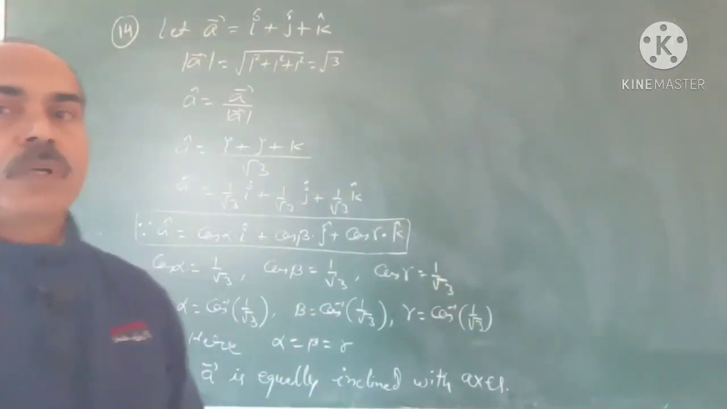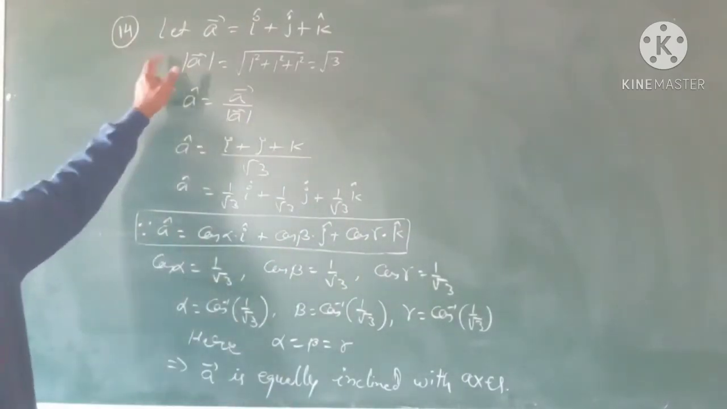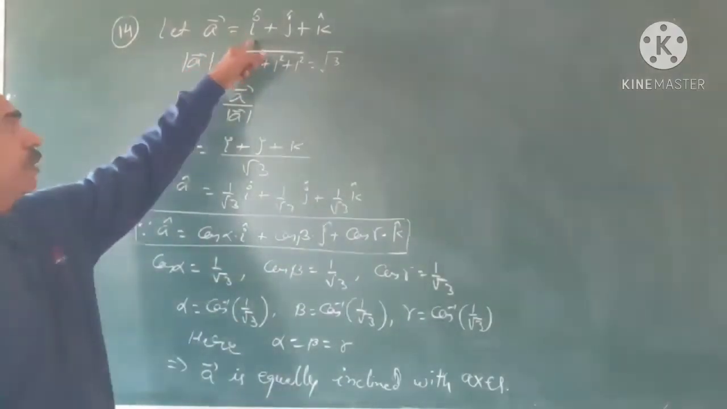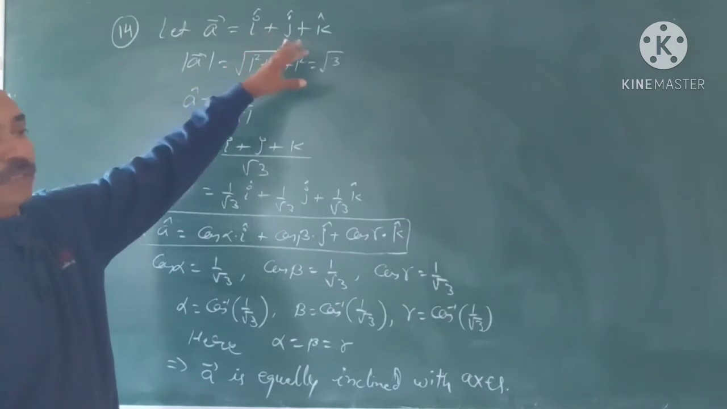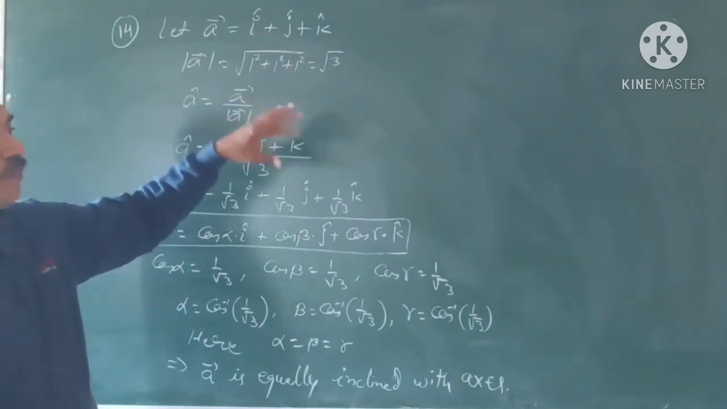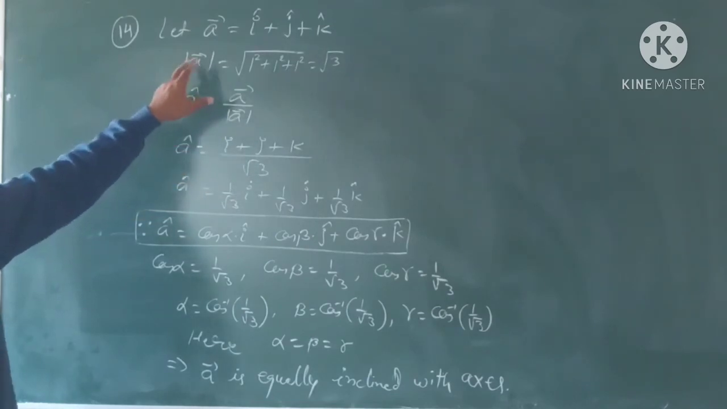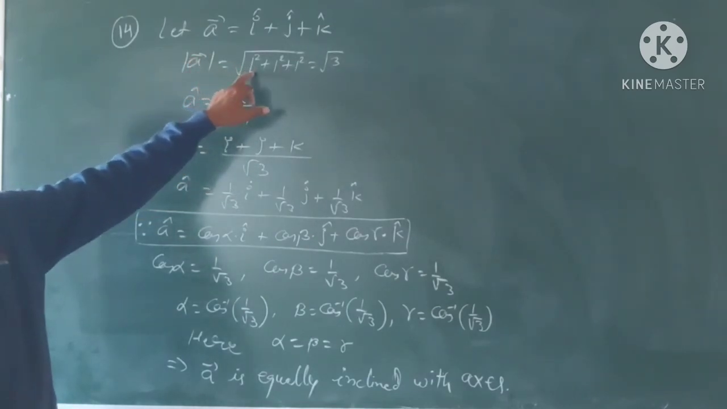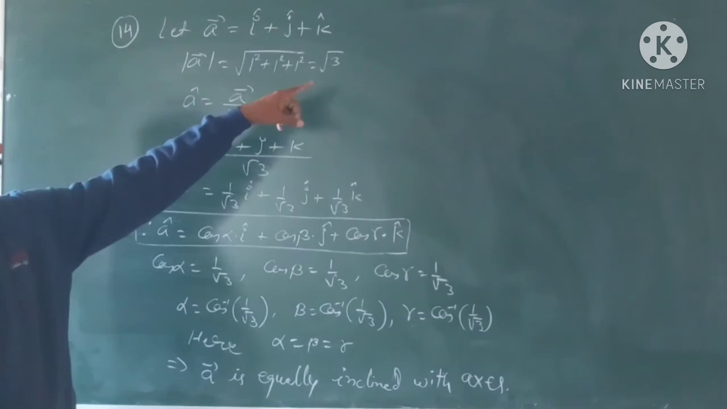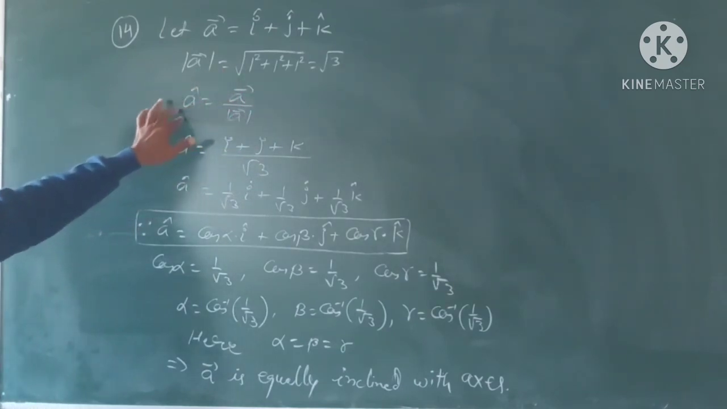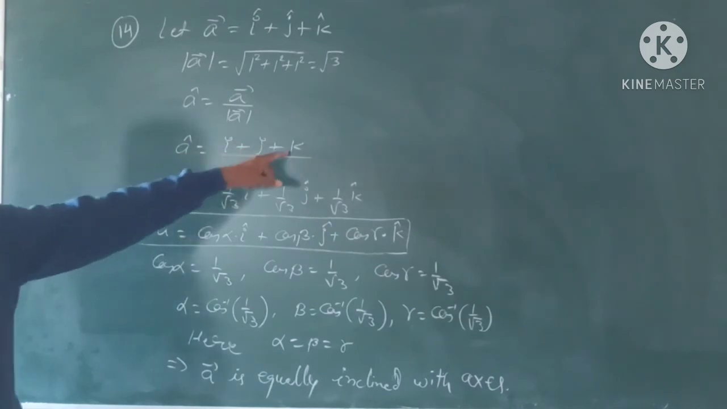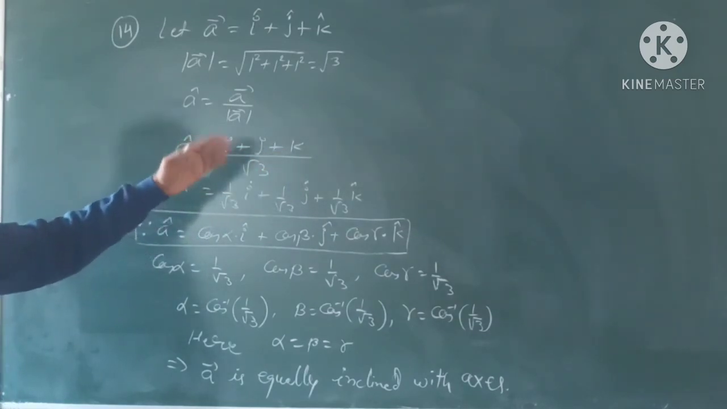Okay, next question number 14. In question number 14, we have to show that this vector A, i plus j plus k, is equally inclined with the axes. So once again, find the unit vector. Here the mod of vector A is under root 1 square plus 1 square plus 1 square, which means root 3. So the unit vector A cap is vector A divided by mod of A, that is i plus j plus k divided by root 3, and separate all terms.